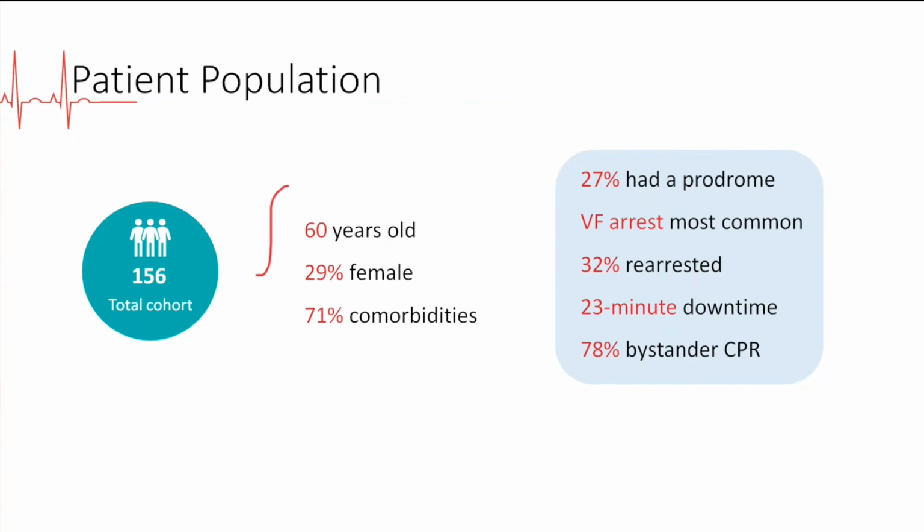So those patients were on average 60 years old, 29% of them were women, and about 70% had pre-existing comorbidities that could have been relevant to arrest, like heart disease or hypertension or a previous stroke. 27% of them had symptoms before they collapsed, and the most common of them was chest pain. 32% of them rearrested, with an average downtime of about 23 minutes, and 3/4 of them had bystander CPR.